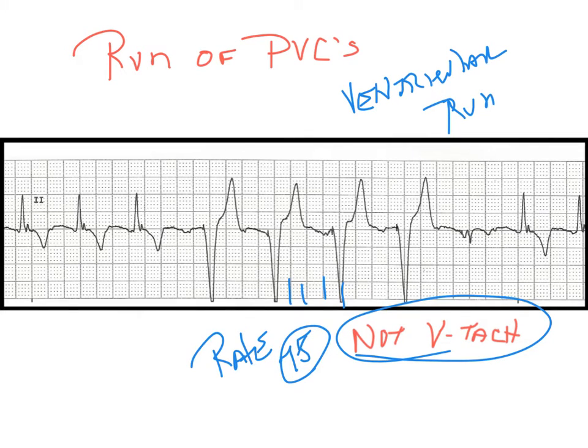We look here. It did not come early. It did not come early. So I'm going to call this, instead of a run of PVCs, we'll get rid of the PVCs. I'm going to call it a ventricular run, or a run of ventricular beats, something of that nature. It doesn't have to be specific. There's no real words to it. It's whatever you think is going to be best, just as long as the doctor knows and you're able to document it.